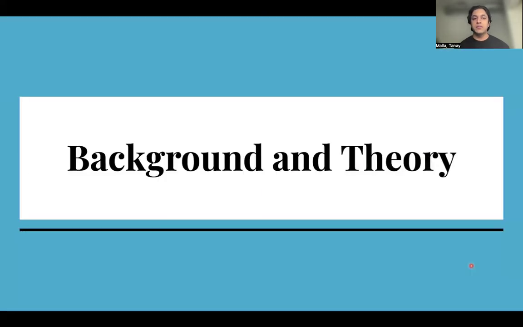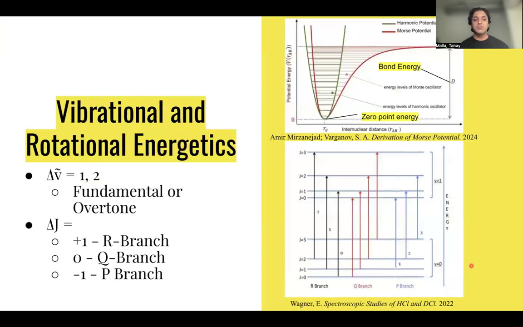For some background in theory, vibrational and rotational energetics are highly intertwined, and as such cannot be studied individually. The primary and fundamental energy transitions occur from the V equals 0 and go to the V equals 1 levels. Individually, this energy transition releases infrared radiation at a wave number of approximately 2100.